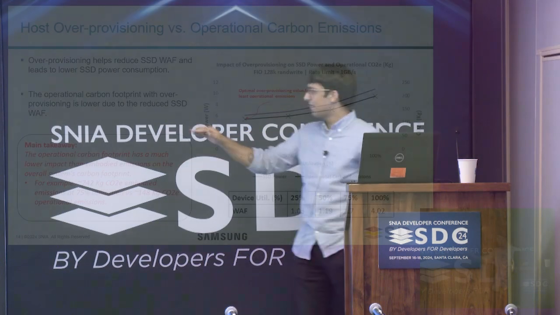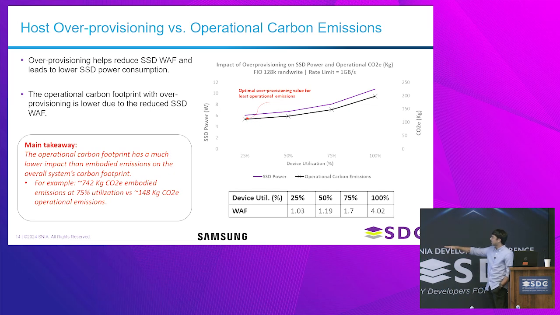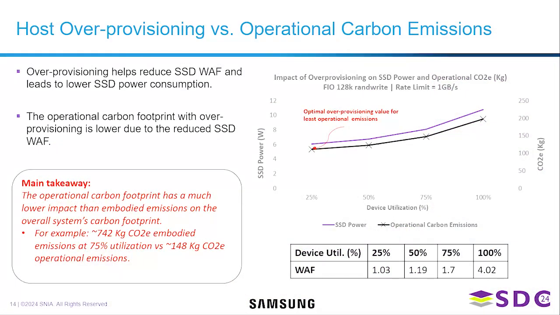In this table, I've kind of summarized the previous graph where I've just listed down the WAF values for various device utilization. The graph here is kind of similar where you have device utilization on the x-axis. The purple line is your SSD power consumption, and the black line with the cross marks are your operational carbon emissions. Here it's a bit more straightforward because if your WAF is low, like we discussed, it means there's no GC kicking in your SSD, which means you don't have additional read and write operations happening in your SSD, and so your power consumption will be lower. And so you would expect that as your device utilization increases and your WAF increases, your SSD power and carbon emissions would increase, which is what you see.